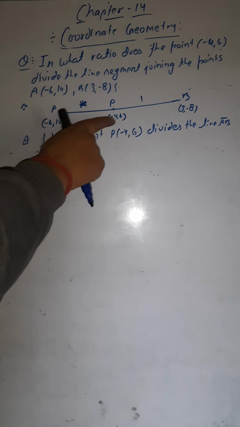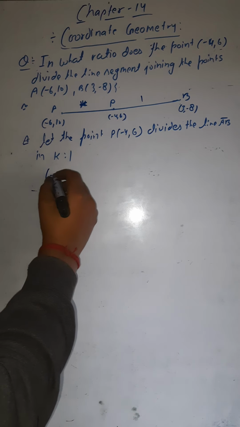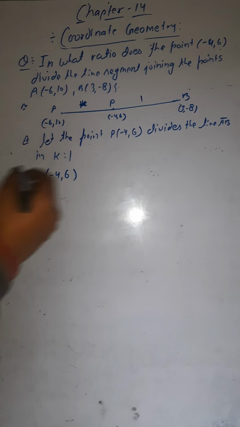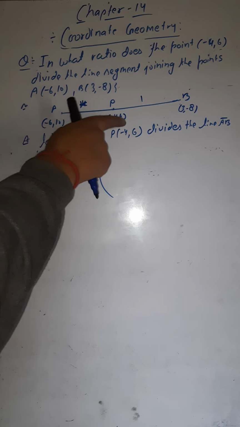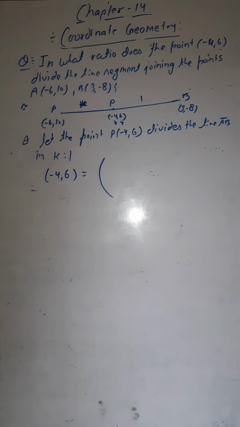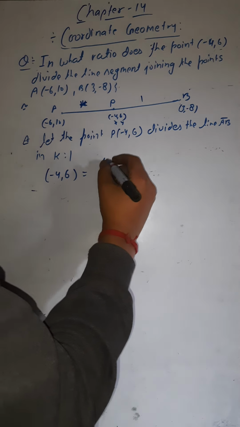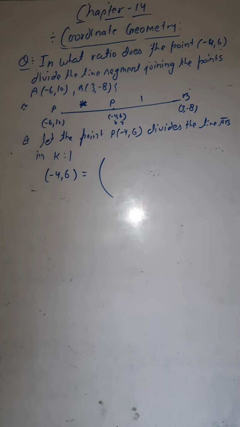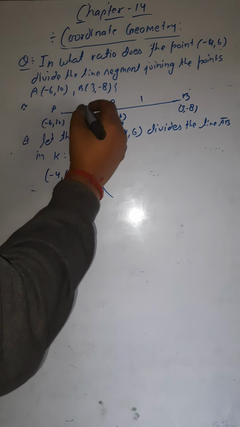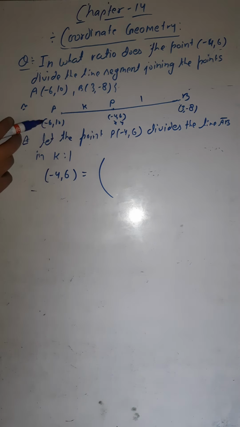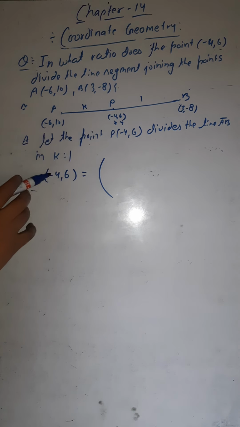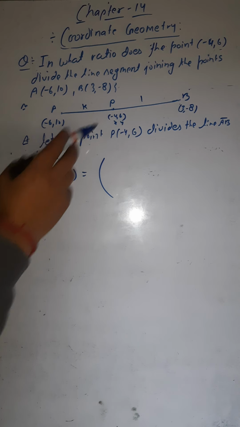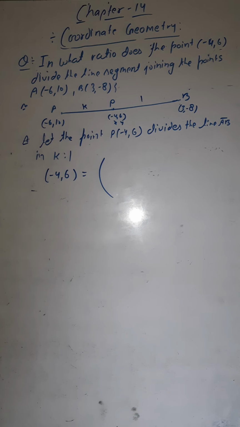So these are X and Y, and X and Y have been given to you here: (-4, 6). This is X and this is Y. So what is X here? X is m1 x2 plus m2 x1 divided by m1 plus m2. This is m1, this is m2, and these are x1, y1 and these are x2, y2. If P is dividing this line segment, then the coordinates of point P are X comma Y, so in place of X we have -4, and in place of Y we have 6.